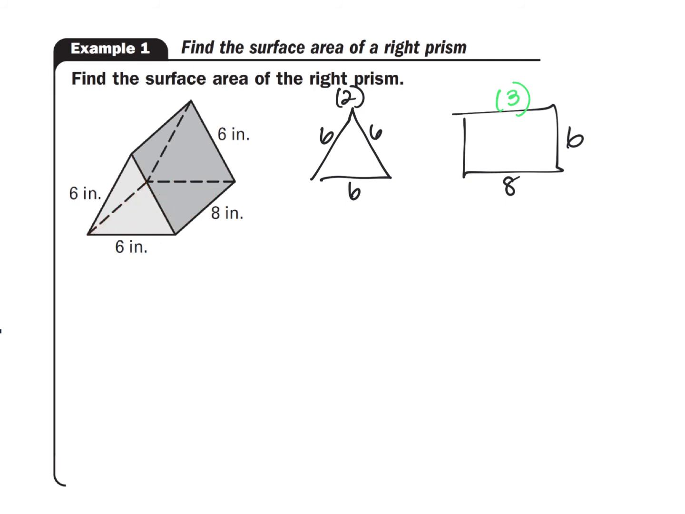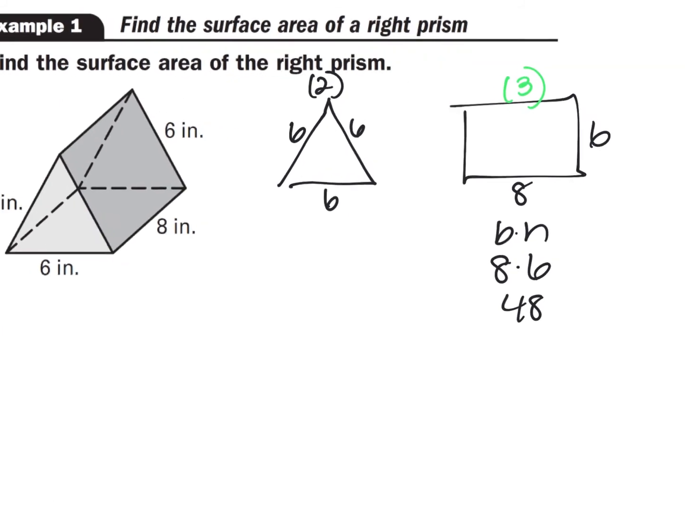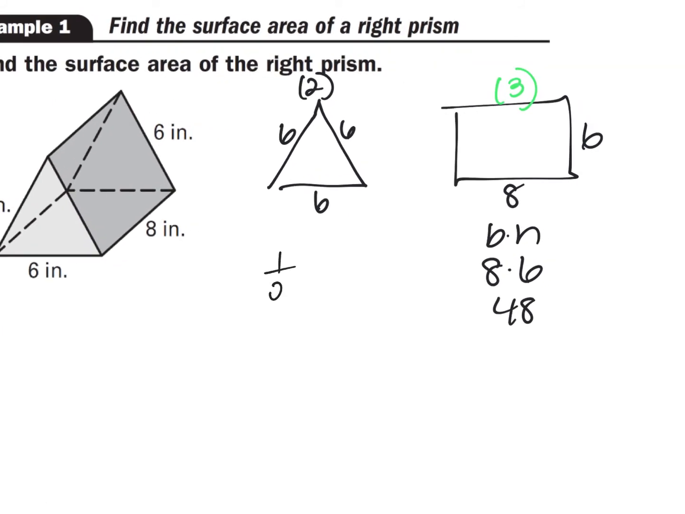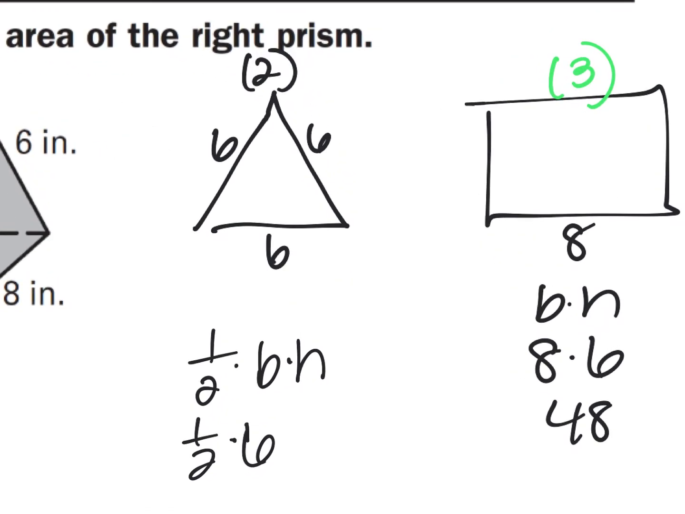Sorry, I'm gonna erase this. Okay, so let's just get the rectangles out of the way. That's the easiest part. Let's do it. Base times height, 8 times 6, 48, done. Cool. Now here's where it gets fun. We're gonna have to worry about this triangle. So for your formula for a triangle, you need 1/2 base times height. So I know my base is 6, right? But they do not give us the height.